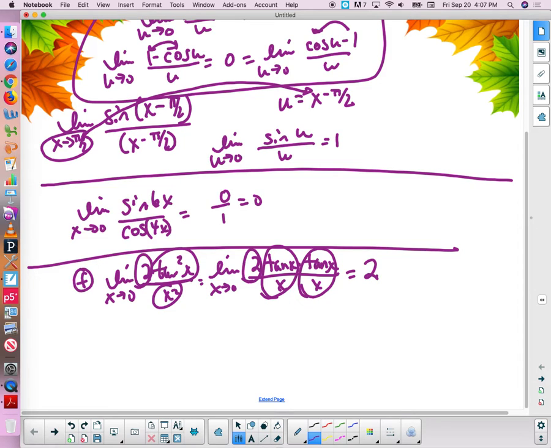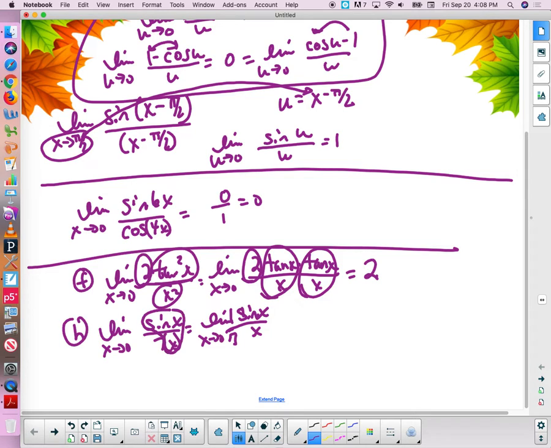On 1H, you have the limit of sine x over 7x as x approaches 0. I'm going to rewrite that as the limit as x approaches 0 of sine x over x, and I'm going to call this like a 1/7 out here. I'm going to separate this statement. That goes to 1, and I'm left with a 7 on the bottom. And so if you check your answers, H is 1/7.